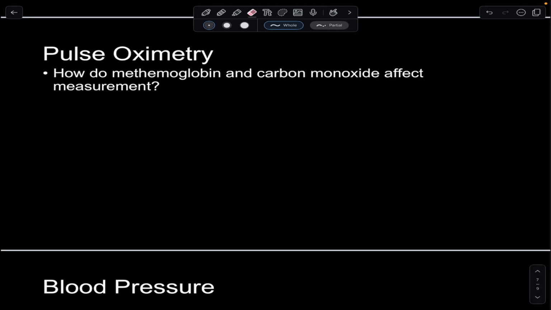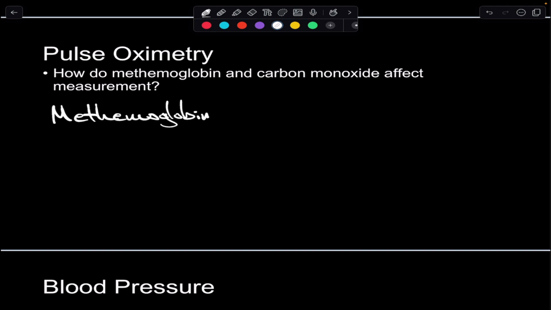So how do methemoglobin and carbon monoxide affect the SpO2 measurement? Methemoglobin is going to produce an SpO2 reading of about 85%, regardless of their actual oxygenation status. So if a patient has a normal oxygenation level around 95%, then it's going to read falsely low because it's still going to read 85%. However, if they're hypoxic below 85%, then it's going to read falsely high because it'll still read 85%.